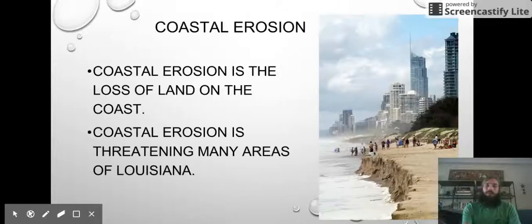Let's move on. The main change in the environment that we're going to talk about today is coastal erosion. Coastal erosion is the loss of land on the coast, and coastal erosion is threatening many areas of Louisiana. That second point is actually why we're going to focus on it today. The land changes in lots of different ways, but we're going to focus on coastal erosion because it's one of the ways that is impacting Louisiana the most.